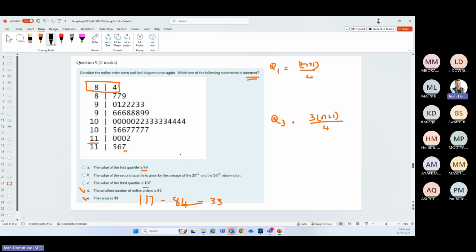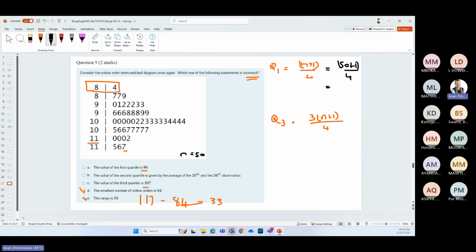Okay, so we've got a sample of 50. They did not tell us the sample. Sometimes we add the sample in to make it a bit easier. So we've got 50 plus 1 divided by 4.